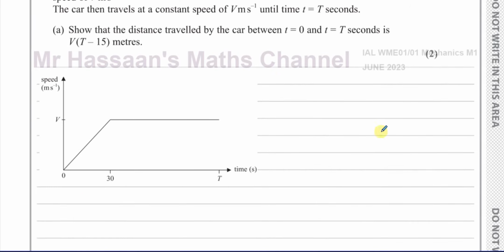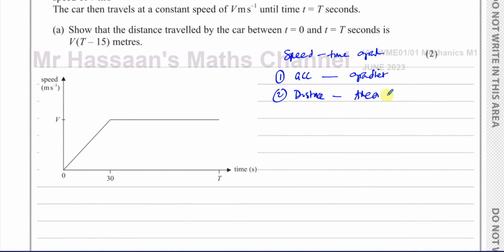Okay, so now we know two things about a speed time graph. Speed time graphs, we know that the acceleration is given by the gradient of the graph. And the second thing we know is that the distance traveled is given by the area under the graph until the time axis. The area under the graph, that's the distance traveled. So we're going to use this second fact to find what we're looking for.